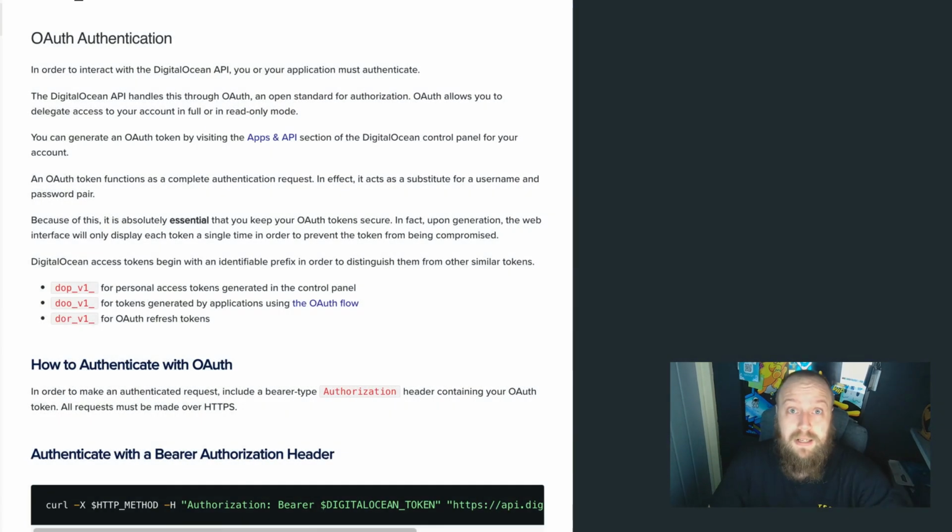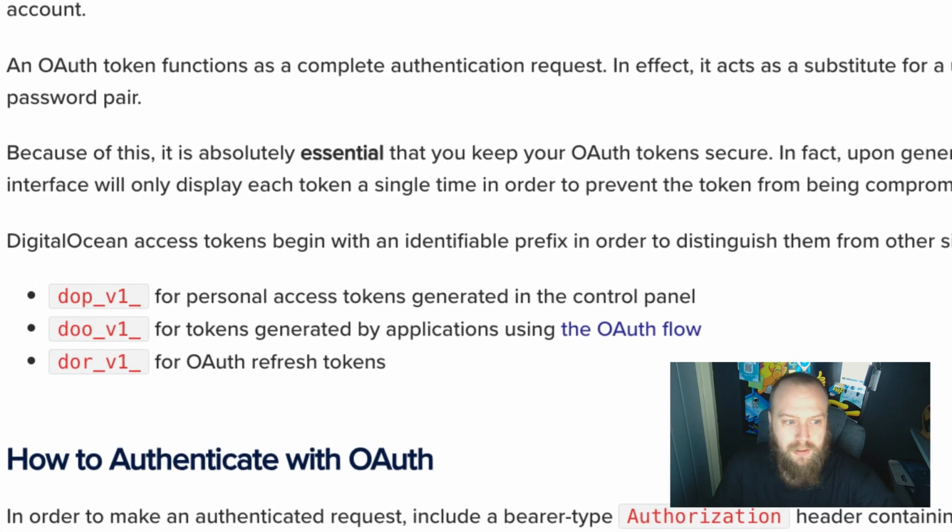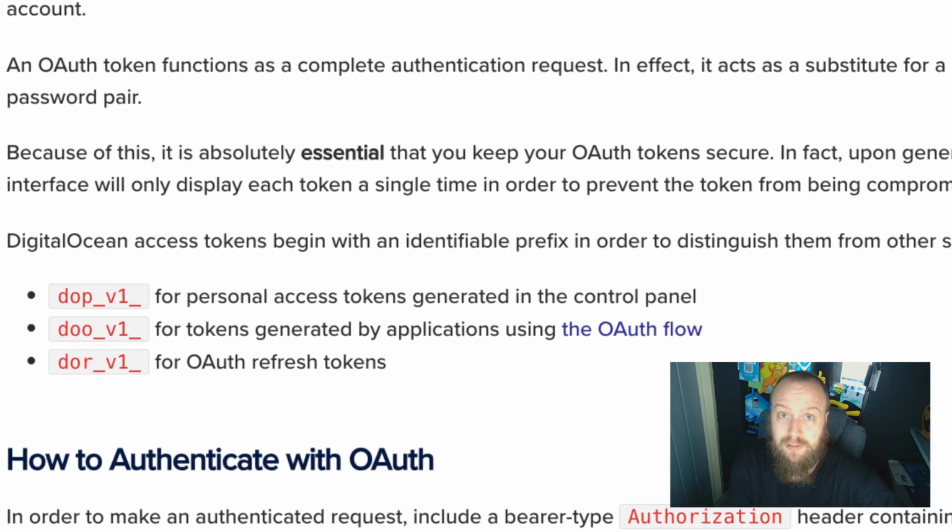So let's talk about the authentication for a moment. They use an OAuth bearer token which you can generate from your account, and you add that as an authorization bearer token. There are three different types. There are the personal access tokens that you can generate from the control panel, there are the tokens that are generated using the OAuth flow, and then finally there are the OAuth refresh tokens. Each one has a different prefix, so they're easily identifiable.